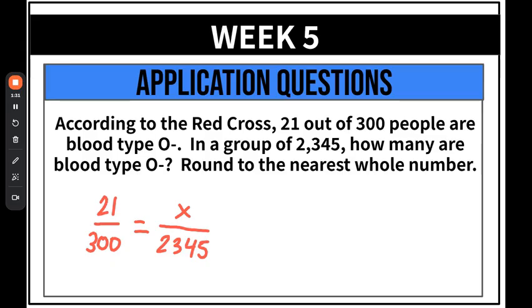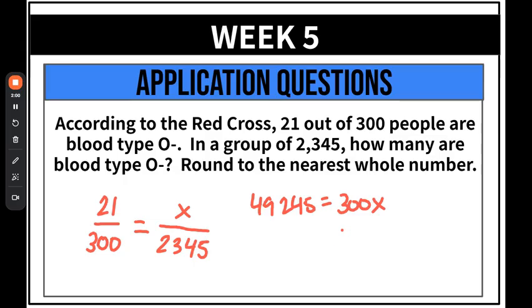So we can multiply the 2,345 times 21, which is going to give us 49,245. And then we're going to do the same thing in the opposite direction. So 300 times x gives us 300x.